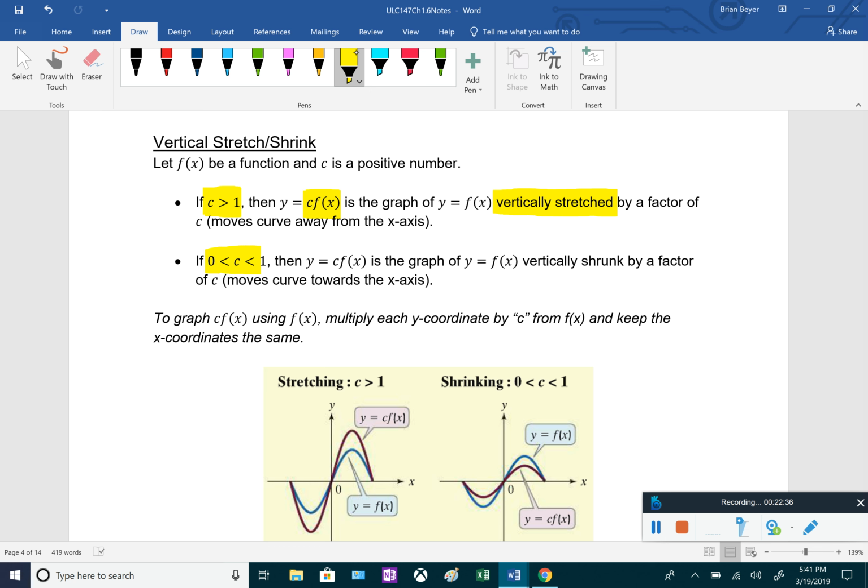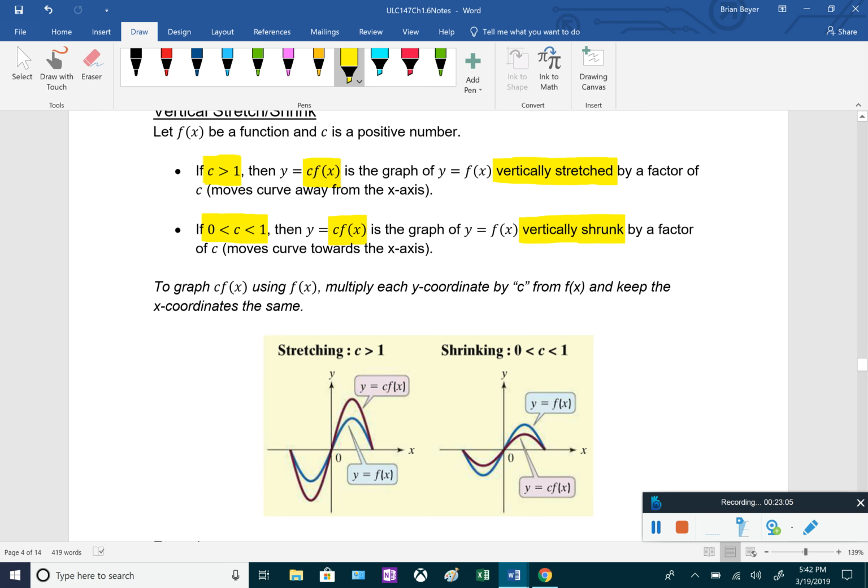Okay, and now if c is between 0 and 1, and then you multiply that c times your function values, that means it's going to be vertically shrunk by a factor of c, which means the curve moves towards the x-axis. Because if it's between 0 and 1, the number is small. So we're going to be multiplying a small number by our y values, meaning our y values are going to be getting smaller, so they're moving closer to the x-axis.